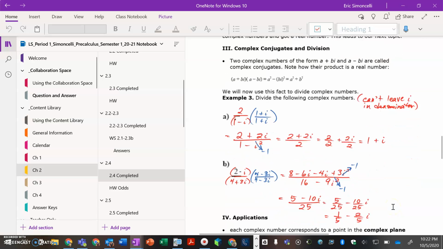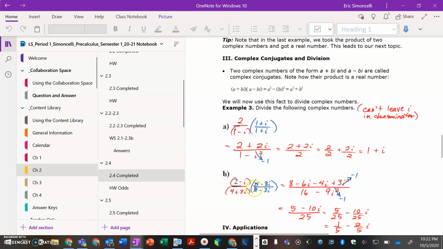Part B. This one's a little bit more involved because you happen to have in the numerator 2 minus i, and in the denominator 4 plus 3i. Still though, notice the multiplication. This is the conjugate, 4 minus 3i. The conjugate of 4 plus 3i is simply 4 minus 3i. So of course, multiply numerator and denominator.